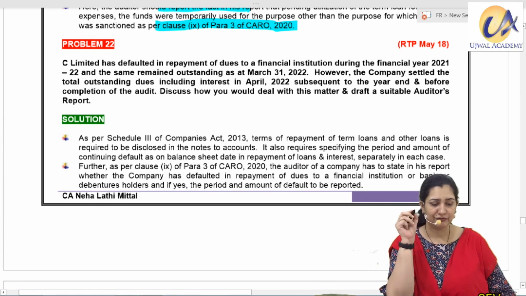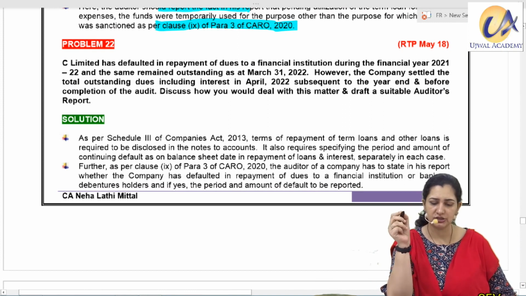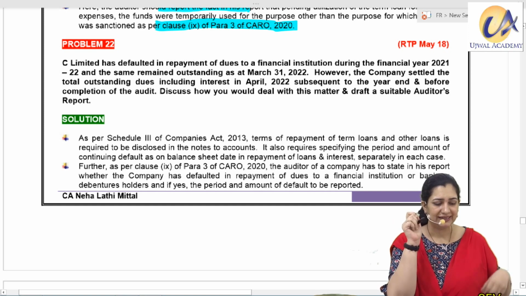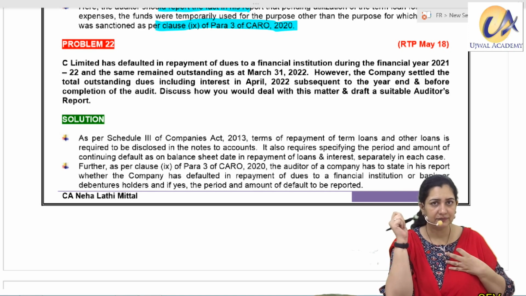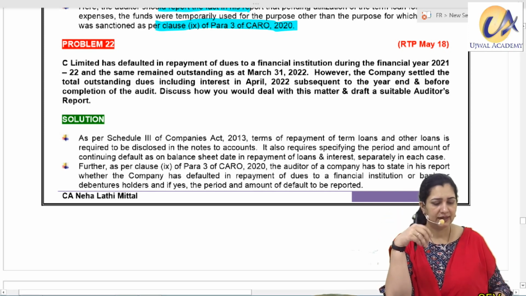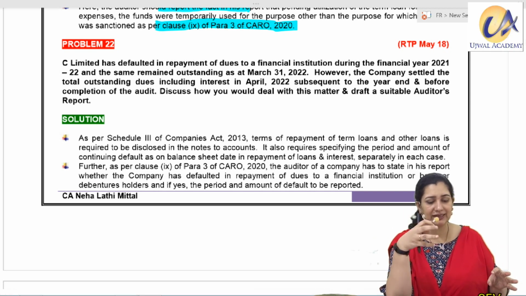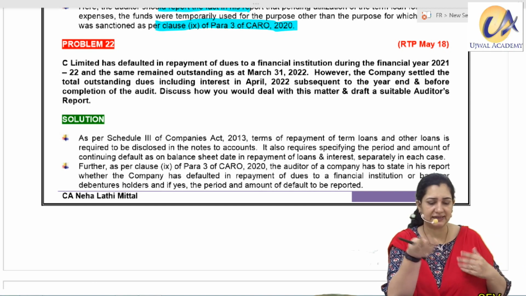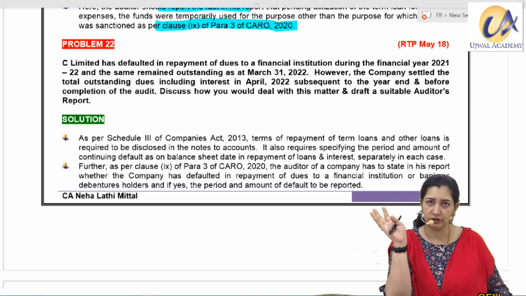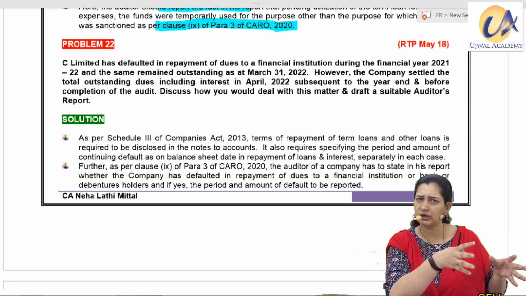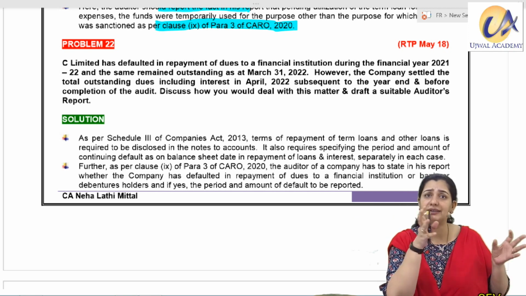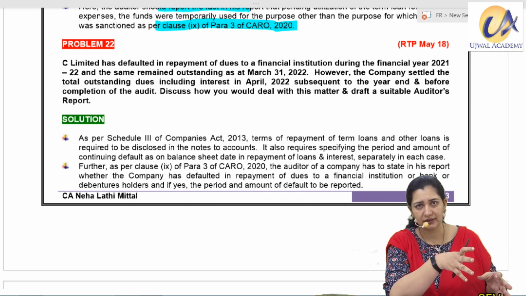C Limited has defaulted in repaying the dues to a financial institution during the year 21-22. Defaulted in repaying the dues. So again we are talking about loans taken but not repaid. It remains outstanding in March. However, they settle the amount in April 22. So after year end, they have settled the amount before completing the audit report. Should you report this matter? So on 31st March, is the amount outstanding? Yes. Has the default occurred? Yes. So you have to mention that under CARO.